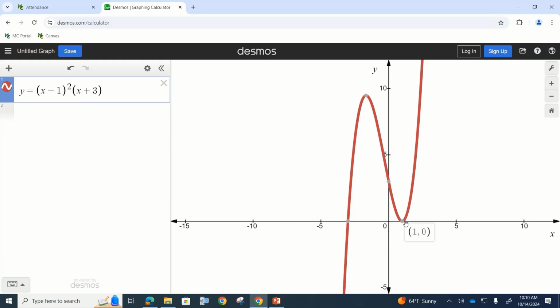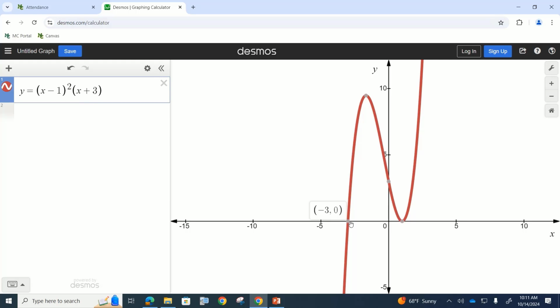And at x equals negative 3, I've got an x-intercept where this curve crosses the axis. The curve crosses the axis because the multiplicity is 1, and 1 is an odd number. Anytime you get an odd number multiplicity, the curve is going to go through the x-axis like it does right there. So when I use the words cross the x-axis, it looks like that. When I say it bounces off of the x-axis, it looks like the root at positive 1 there.